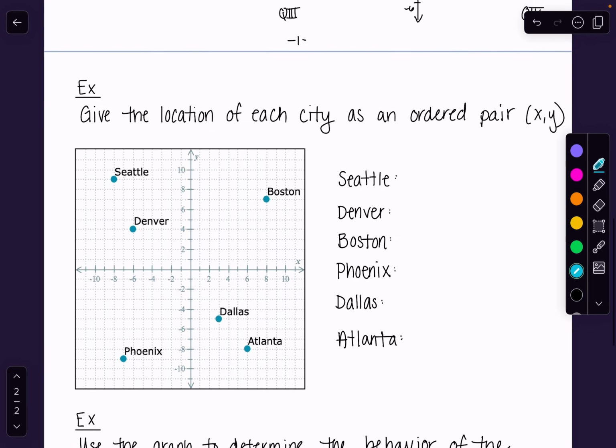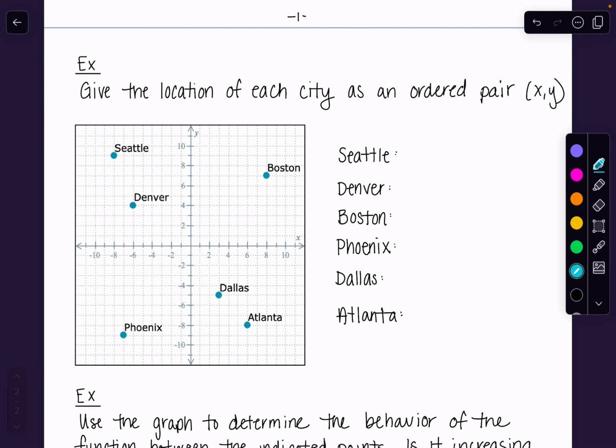So now let's try some applications of this. We're given a graph, and we're given a bunch of different cities. We want to write the location of each city as an ordered pair. And again, the order does matter. It's x, then y.